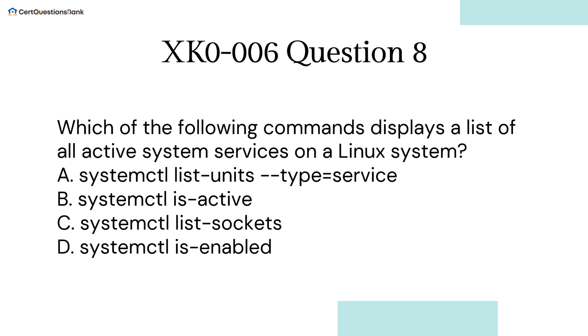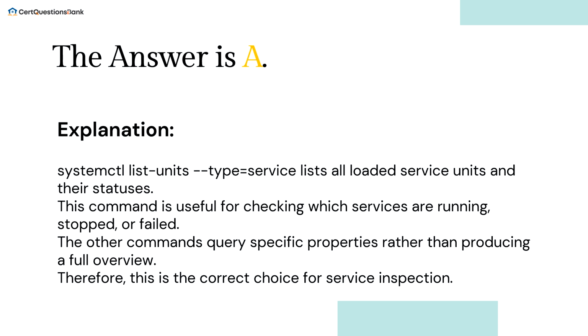Which of the following commands displays a list of all active system services on a Linux system? A. systemctl list-units --type=service. B. systemctl is-active. C. systemctl list-sockets. D. systemctl is-enabled. The answer is A.